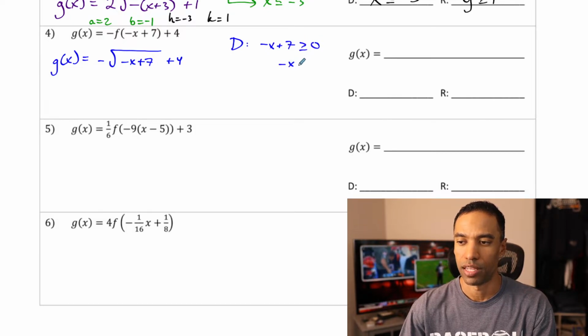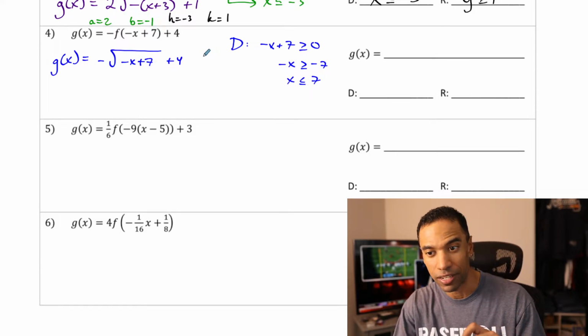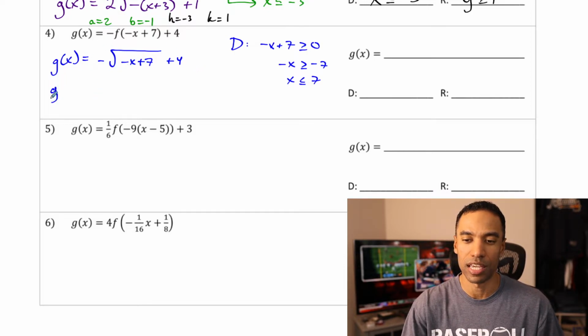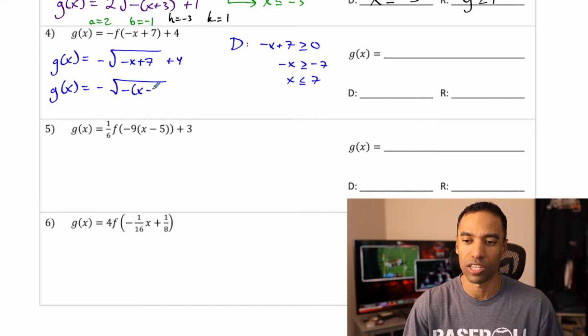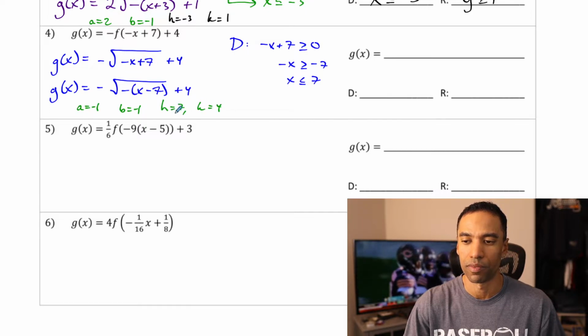I guess I could have written that. You subtract 7 from both sides, and you divide both sides by negative 1, and you can see that this thing goes left for 7. That means h actually is 7, not negative 7. But I will indeed factor out that negative 1 right here. We'll have x minus 7 right there, and that kind of reveals what we got, plus 4. Now, a is negative 1, and b is negative 1 right there. H is 7, k is 4, all that good jazz, right?